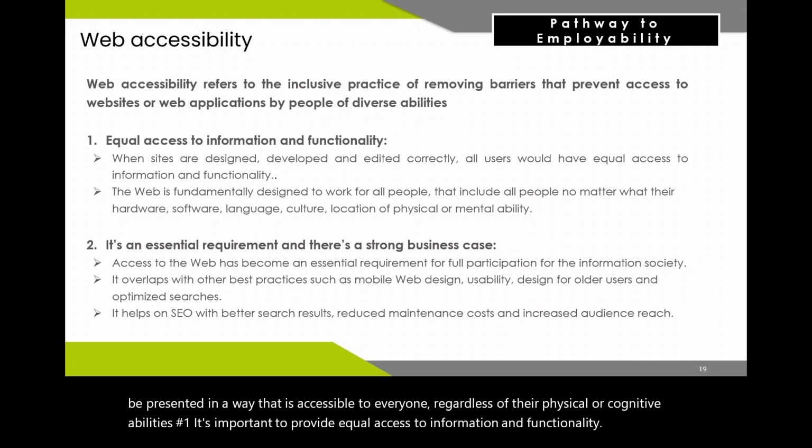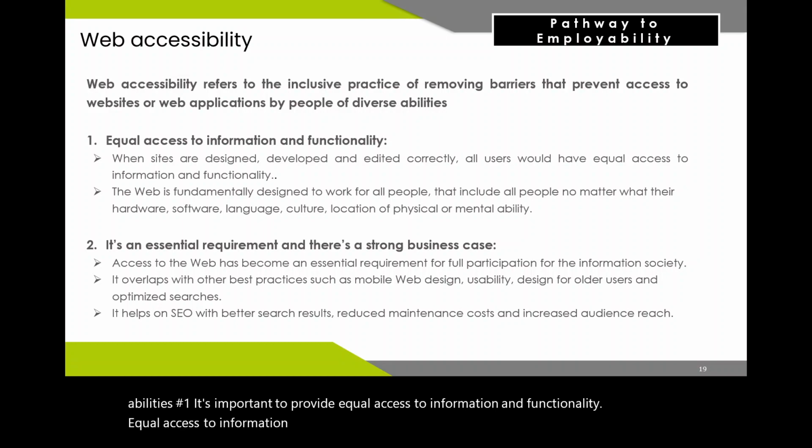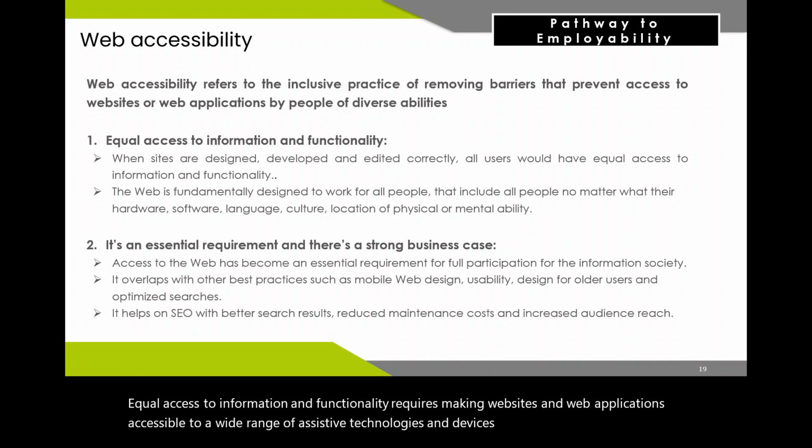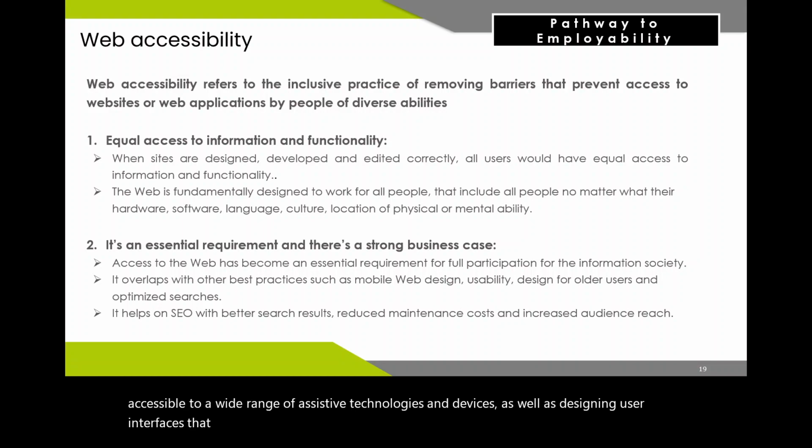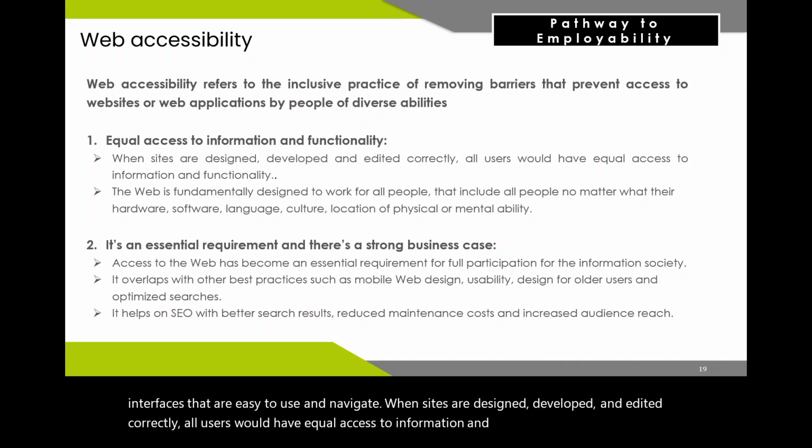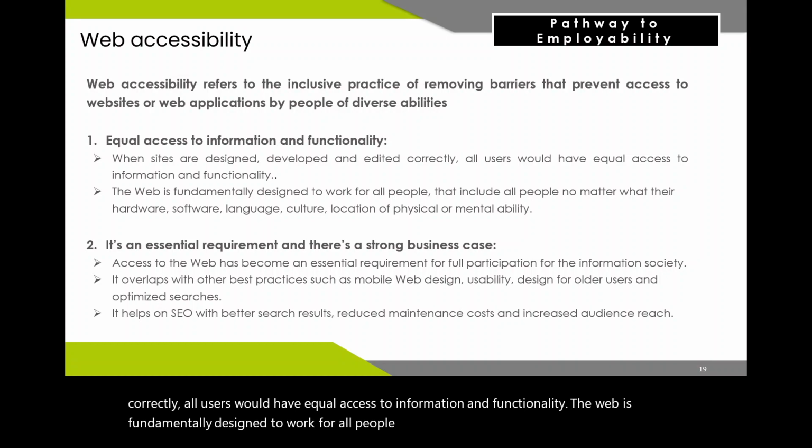Equal access to information and functionality requires making websites and web applications accessible to a wide range of assistive technologies and devices, as well as designing user interfaces that are easy to use and navigate. When sites are designed, developed, and edited correctly, all users would have equal access to information and functionality. The web is fundamentally designed to work for all people, no matter what their hardware, software, language, culture, location, or physical or mental ability.